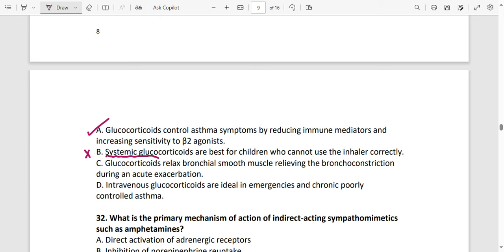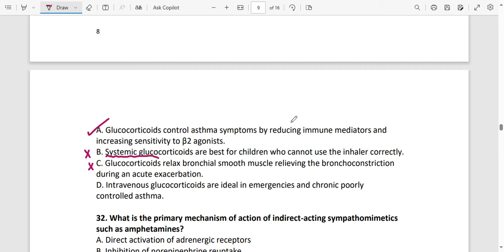Systemic is going through the entire system. Inhalers is local, it's just going to the respiratory system. And then for C, glucocorticoids relax bronchial smooth muscles, relieving the bronchoconstriction. We just said that it has got no effect on the constriction part. There is no relaxation that glucocorticoids play in smooth muscle. Its work is because of increased sensitivity and also the immune system, reducing the immune mediators.